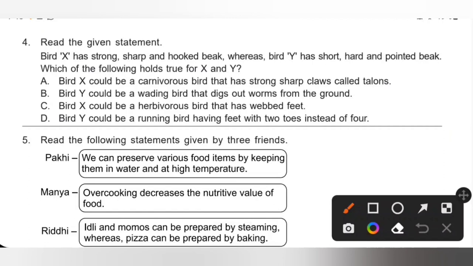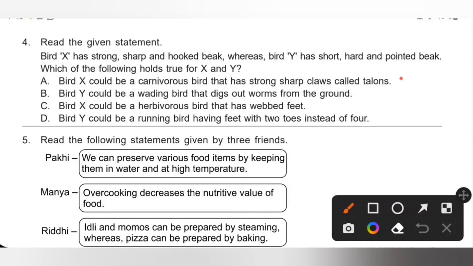Next, Y. Sharp, short, hard and pointed beak is present in perching bird like sparrow, pigeon, etc. for cracking fruits and nuts, okay? So, X is a carnivorous bird like eagles. And Y is the birds like pigeon, sparrow, etc. So option A, bird X could be carnivorous bird that has a strong sharp claws called talons. It is the correct statement.